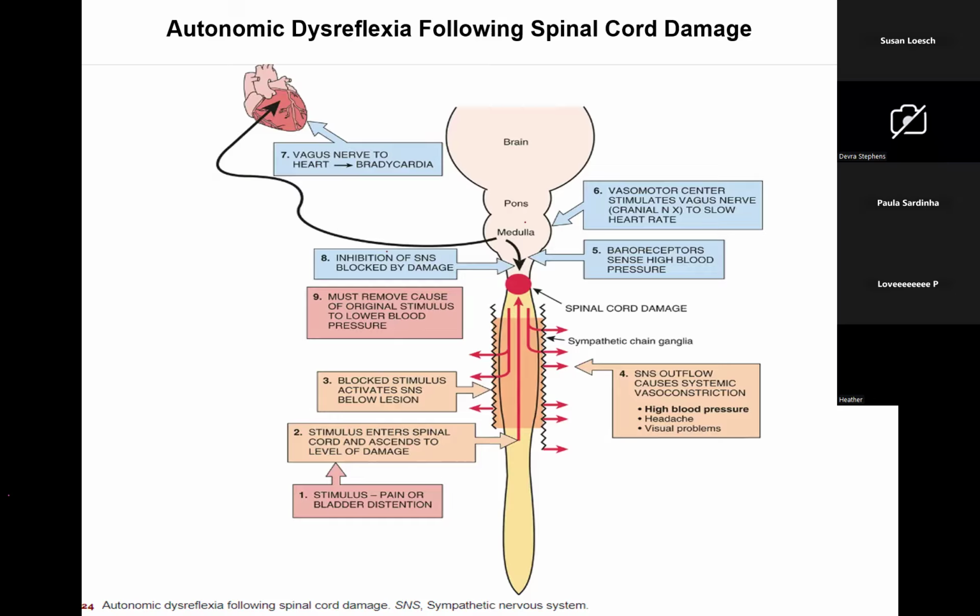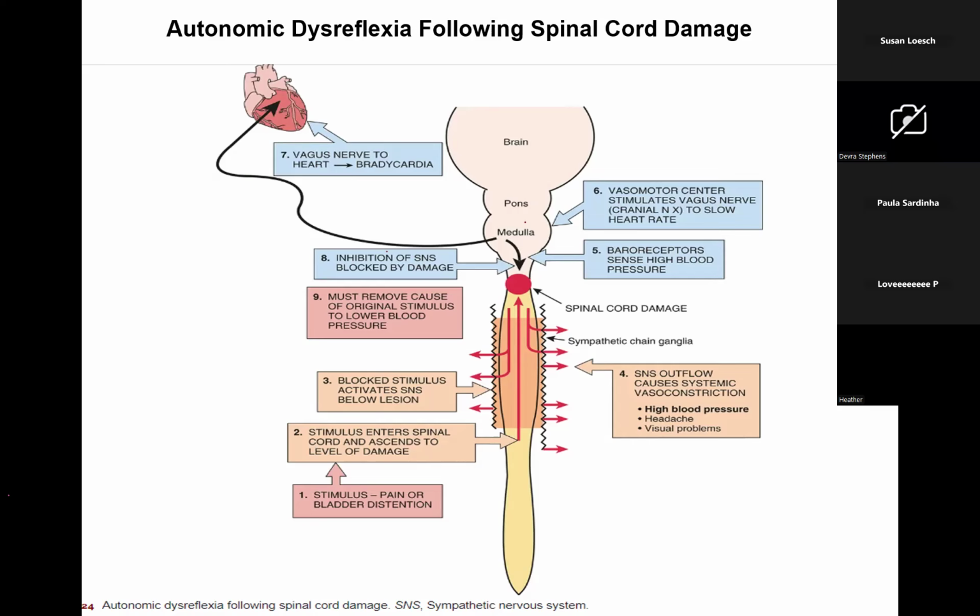That will inhibit the sympathetic nervous system. The sympathetic nervous system is inhibited there because of the blockage or the damage to the spinal cord. Okay? So usually this would trigger the sympathetic nervous system from the brain, but that can't happen because we have damage in the spinal cord. So it's going to inhibit that sympathetic nervous system.